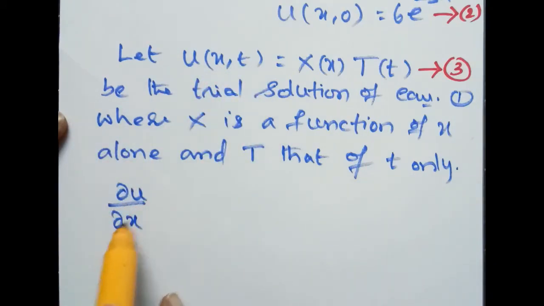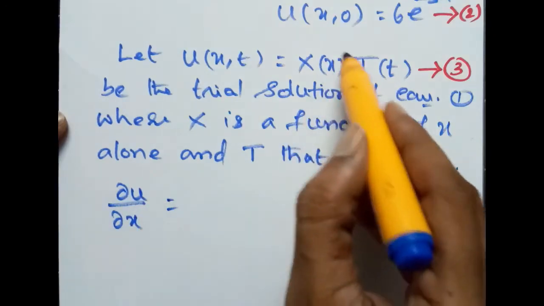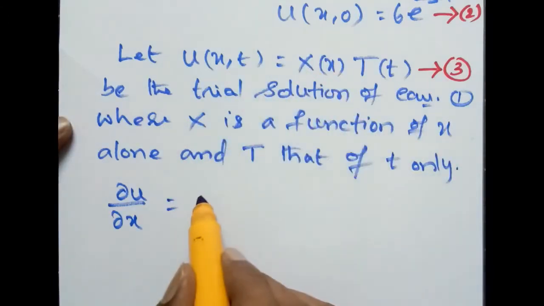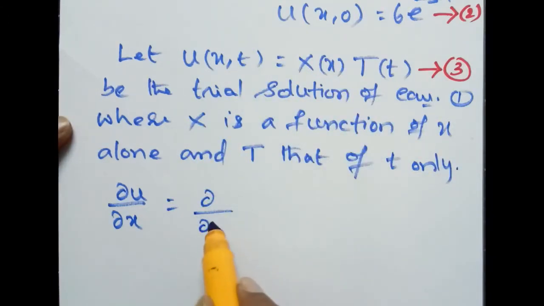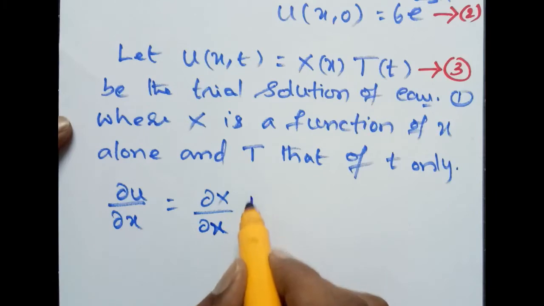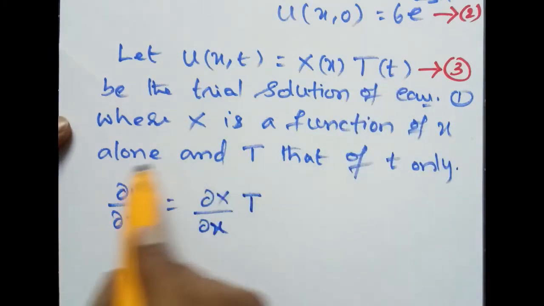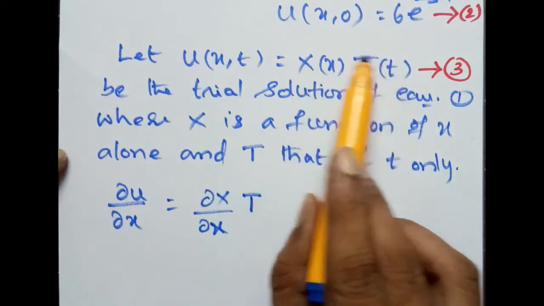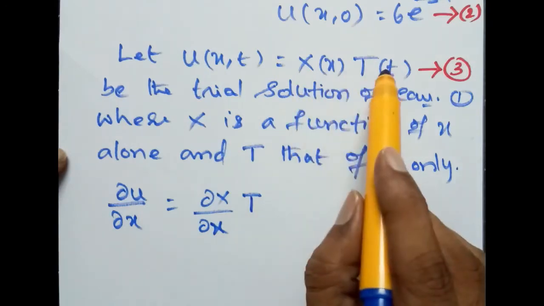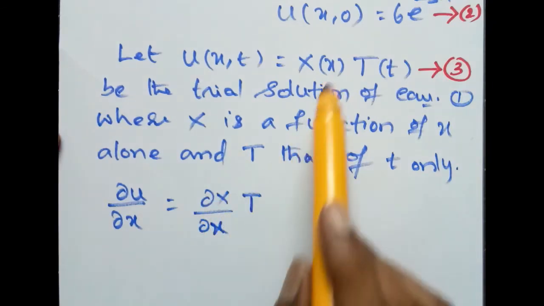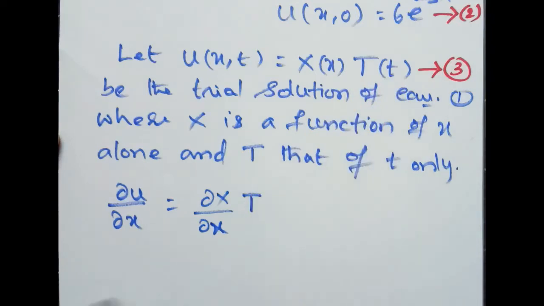So therefore, partially differentiating u with respect to x, ∂u/∂x is equal to ∂/∂x of capital X times T, where T is a constant. Since T is a function of t, we are partially differentiating with respect to x. So any other variable other than x, we treat as a constant in the partial differentiation. So we are differentiating X with respect to small x and keeping T as a constant.